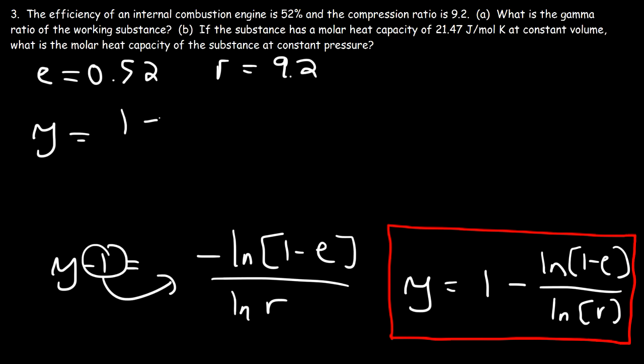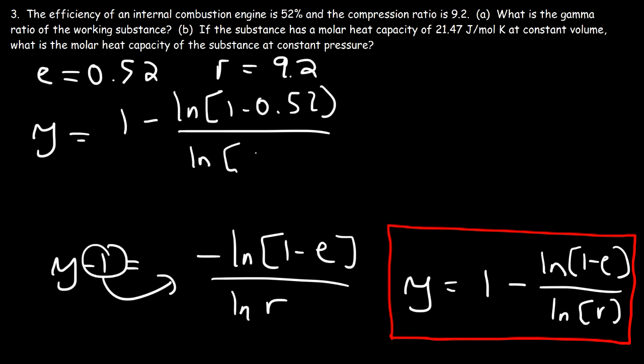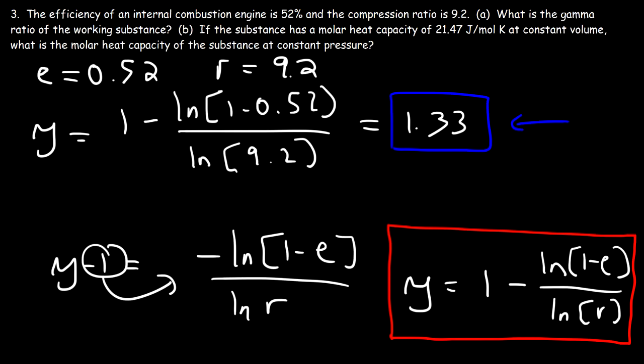So it's going to be 1 minus the natural log of (1 minus 0.52) divided by the natural log of the compression ratio, which is 9.2. So if you type that in the way you see it, this will give you 1.33 for the gamma ratio, which sounds like a reasonable answer. So that's it for this problem.